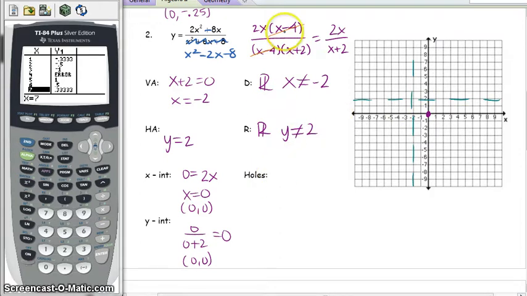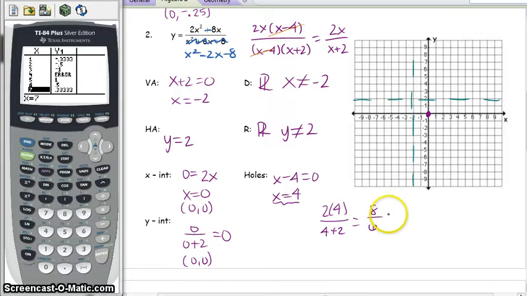And then for our holes, remember we set our canceled factor equal to 0. And we solve, so we get x equals 4. Then we take this 4 and we plug it into our factored or simplified equation. So that would be 2 times 4 all over 4 plus 2, which is 8 over 6, which would give us the point (4, 1.3). So then from here, we know that we can't have an x value of 4 and we can't have a y value of 1.3.